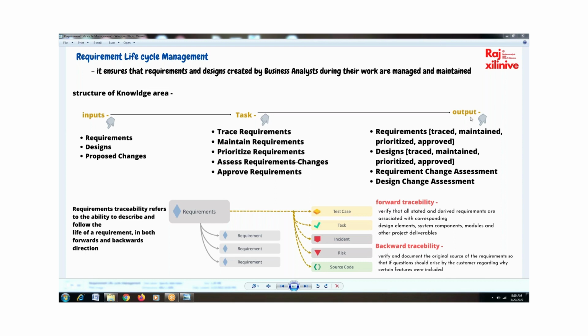I'm just texting on the chat box, please make a note of it. Requirements classification: first of all, you must know it before getting into tracing, maintaining, prioritizing, assessing and approving the requirements. So first of all, we must know about requirements classification. Please make a note. Requirement classification means the types of requirements, whatever they are. So the types of requirement classification are as follows.